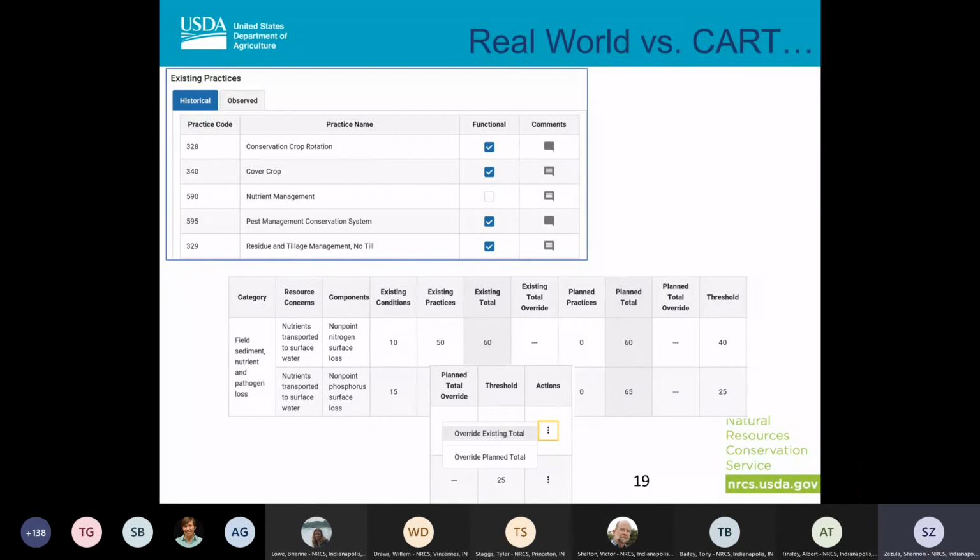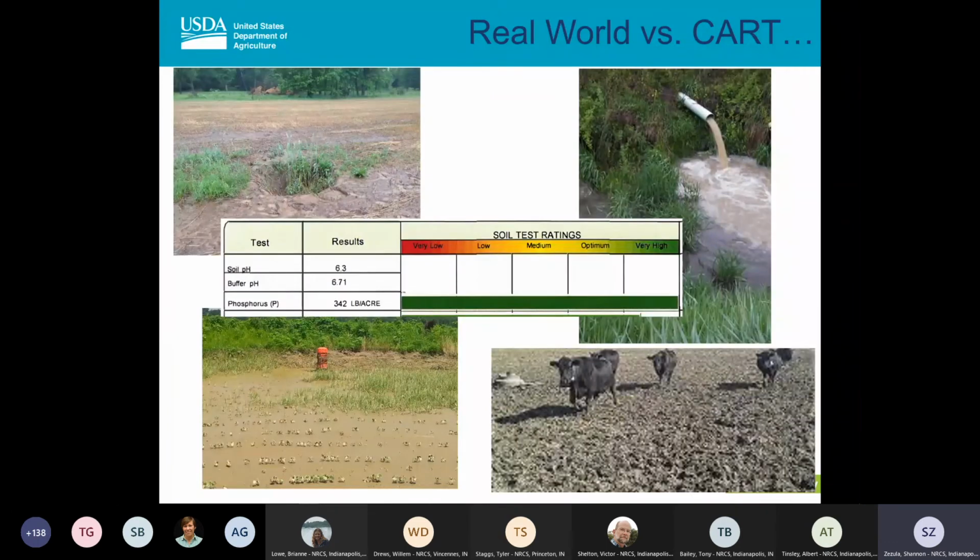This is the system of practices that we have on this: crop rotation, cover crop, pest management, and no-till. And you can see for nutrients, we are past the threshold. Woo! Yet we know in the real world, this is what we saw. We saw tile risers. We saw mucked up crop field blowholes. We know there's a nutrient issue out there. Even though the farmer has done a lot of conservation, they have high soil test phosphorus. They have a need for further conservation.